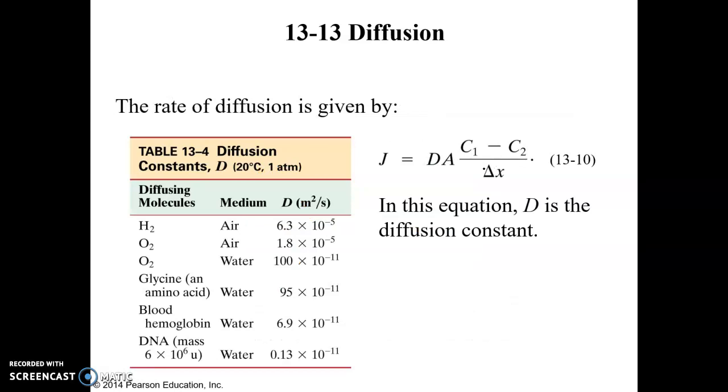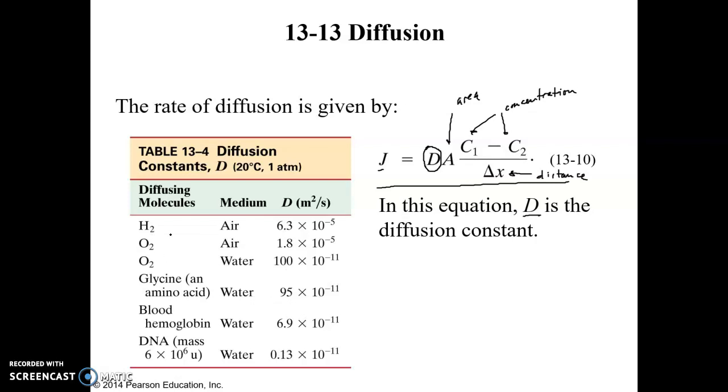And that equation is right here. The diffusion rate is J. That's how quickly something will diffuse. It is equal to D A, where A is the area, C1 and C2 are the concentrations, and X is the distance between those areas. So that just leaves D. What is D? D is what we call the diffusion constant, and it varies depending on the material.